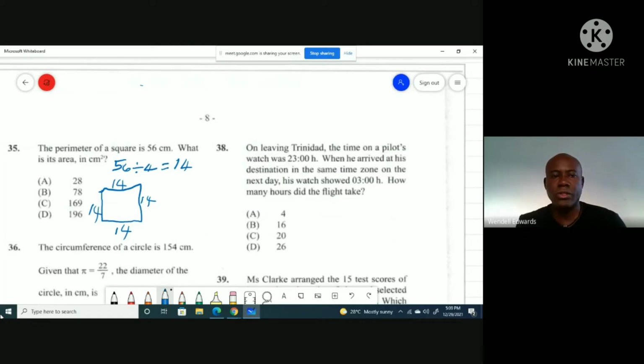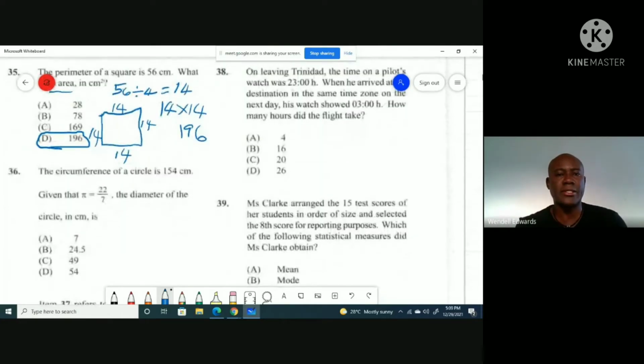The question wants to know the area. The area of this is going to be 14 times 14. And when we multiply 14 by 14, we will get 196. So here it is. This is the area of a square with a side of 14.